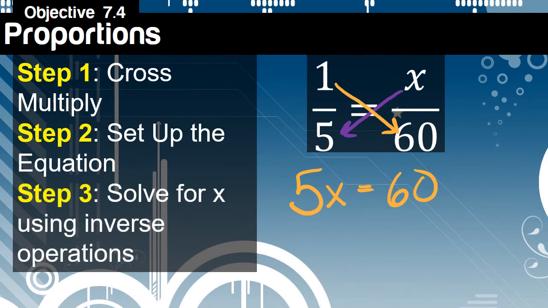So in doing so, we set up our one-step equation. Now let's solve for x using inverse operations. You guessed it, we have 5x here. If we divide both sides by 5, we can say that x, after these cross out, is going to be equal to 12. So we can say that 1/5 is equivalent to 12/60. Once again, the recap is that if we have to solve for a variable, we don't know what a value is, we can cross multiply, set up our equation, and then solve for x.